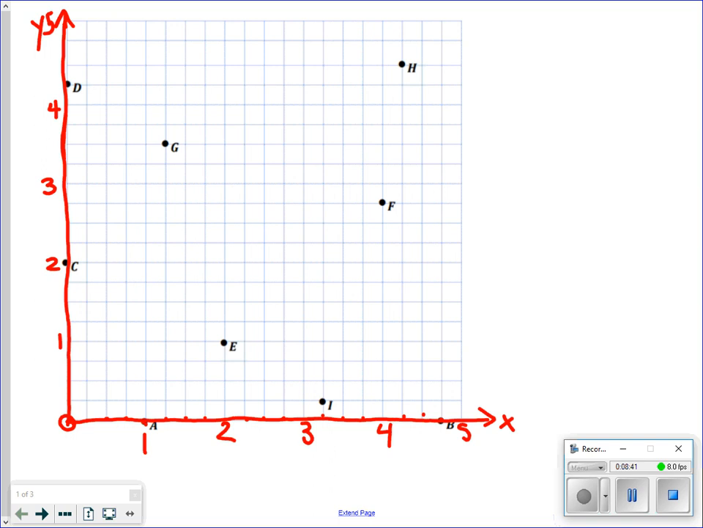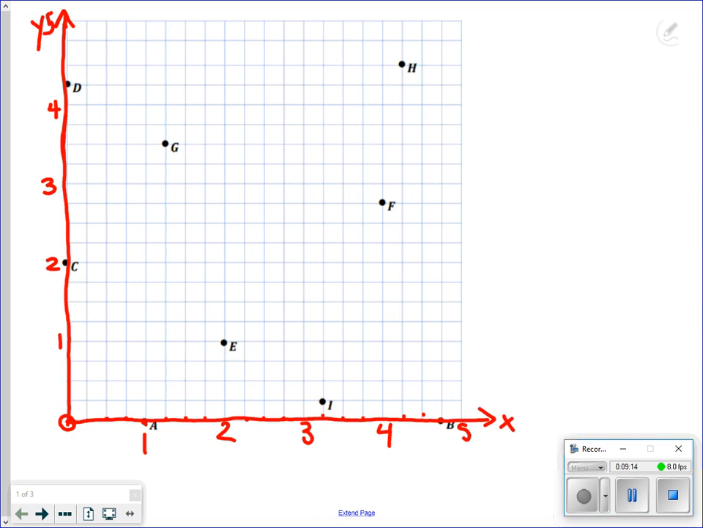What is the X coordinate of A? You don't have to look at mine, you can look at yours. What is the X coordinate of A? The X coordinate of A. 1. What is the Y coordinate of A? 0, because it's not going up at all. So A is 1, 0.